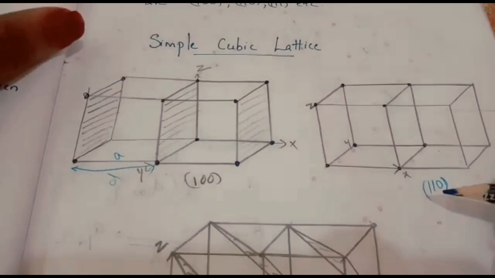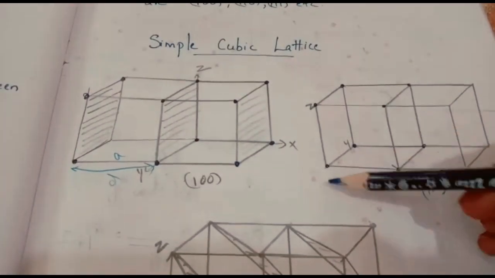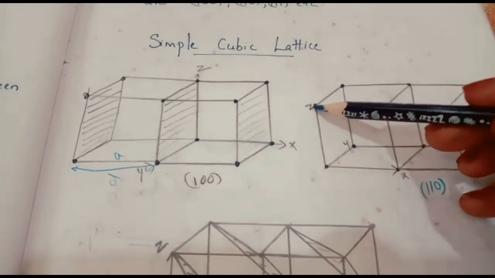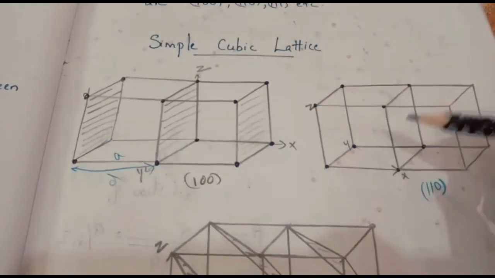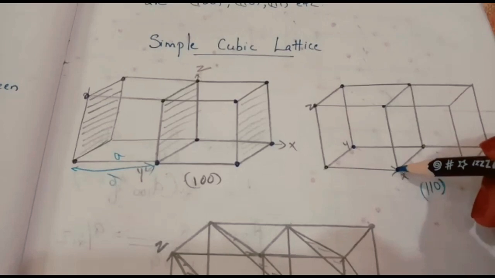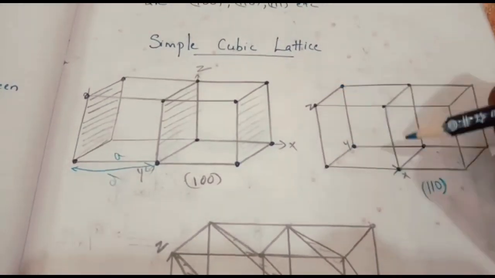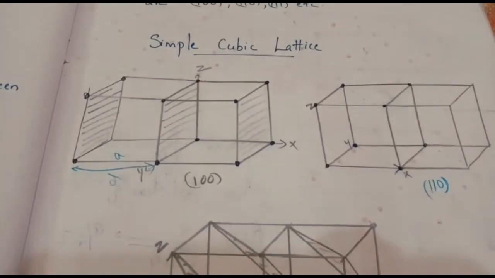Next one is 110 plane of a simple cube. Suppose this is the origin. So this will be x, this will be y, and this will be z. So 110 plane means that it should touch the x-axis at 1, y-axis at 1 and z-axis at infinity. That is 110 plane. So how to draw Miller indices, we have learned in the last class.